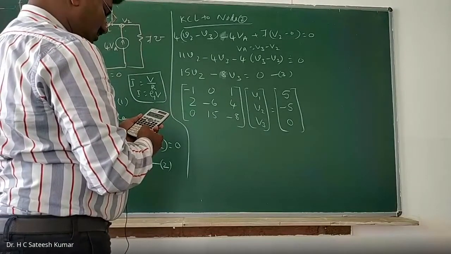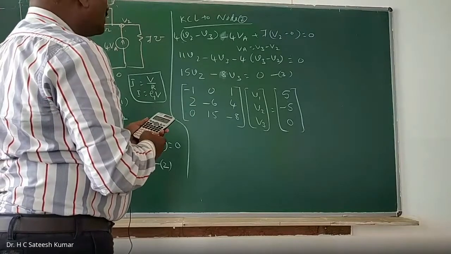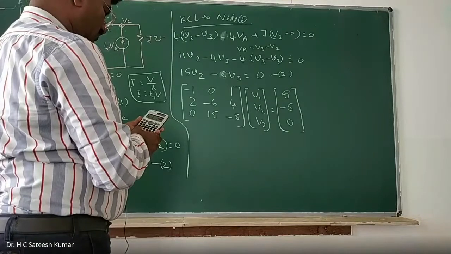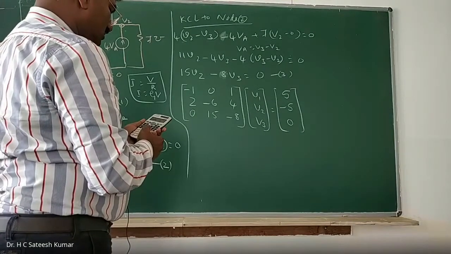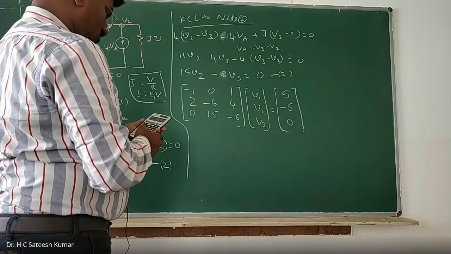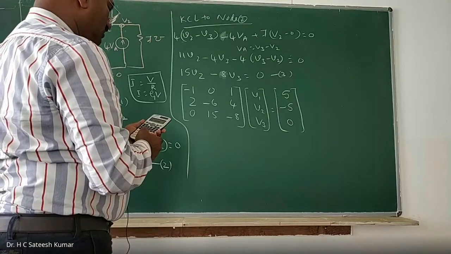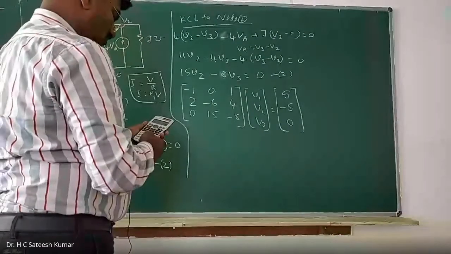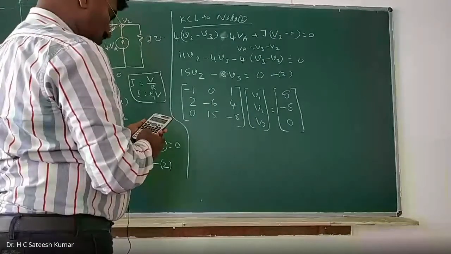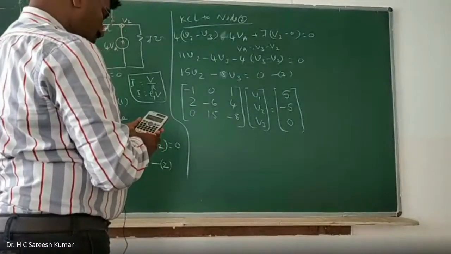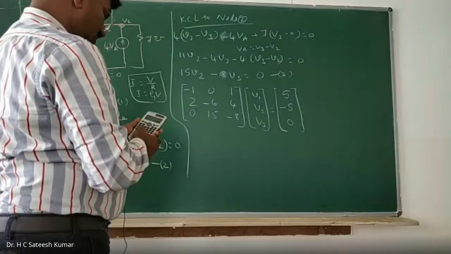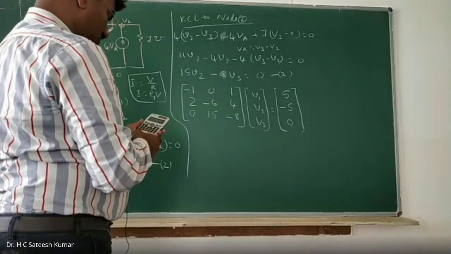-1 equals, 0 equals, 1 equals, 5 equals, 2 equals, -6 equals, 4 equals, -5 equals, 0 equals, 15 equals, -8 equals, 0 equals.